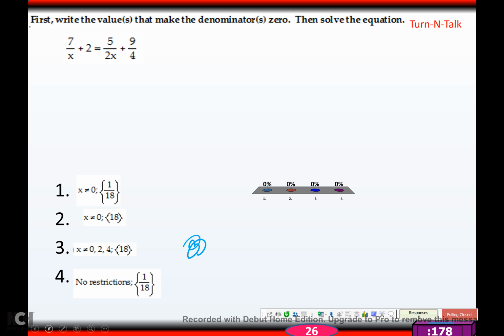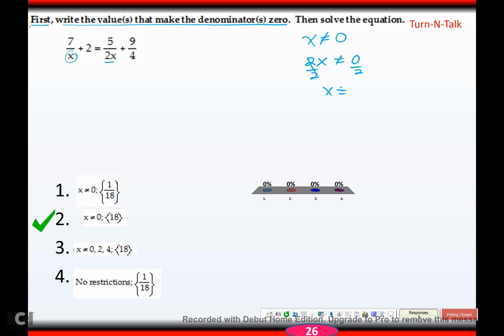Alright, and hopefully you got 2. Again, if I read the directions, it says first, write the values that make the denominator 0. So you just go and make your list. Mr. Denominator, you may never equal 0, so x can't equal 0. Next denominator, 2x can never equal 0. Divide by 2, x can never equal 0. We got the same thing twice. And then this doesn't even have an x in it, so there's no restrictions. So I can keep my answer as long as I don't get 0, which is what that says.